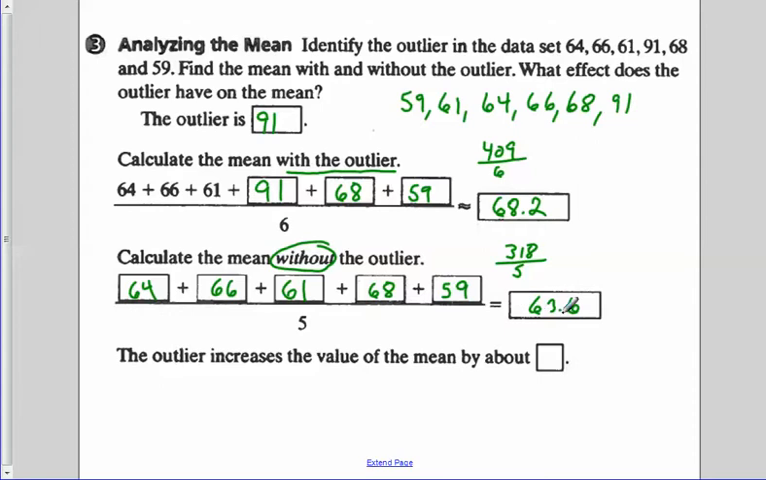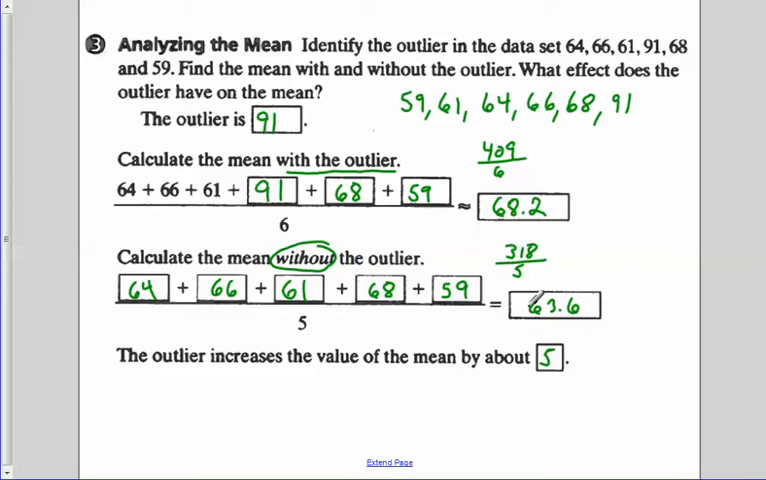Well, the outlier increases the value of the mean by about what? If I look at 63 to 68, it increases it by about 5 more than if we don't use that outlier. So what would happen if the outlier is dropped in this situation? Well, it decreases by 5.